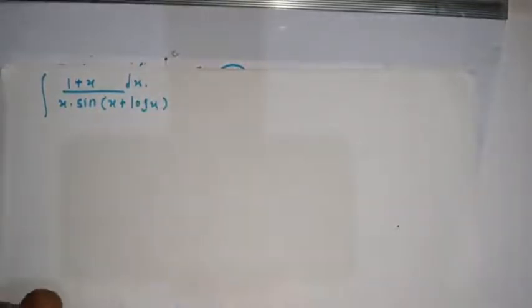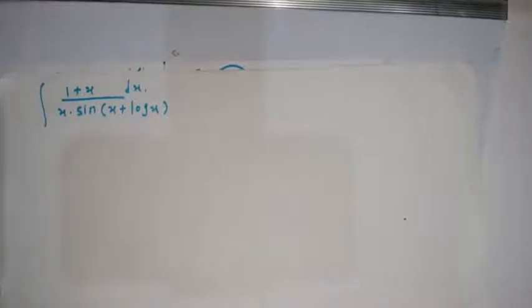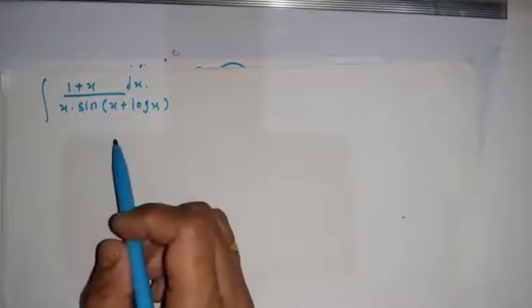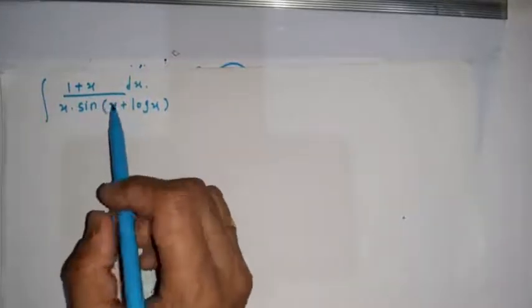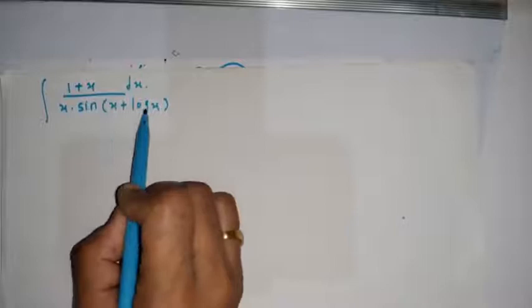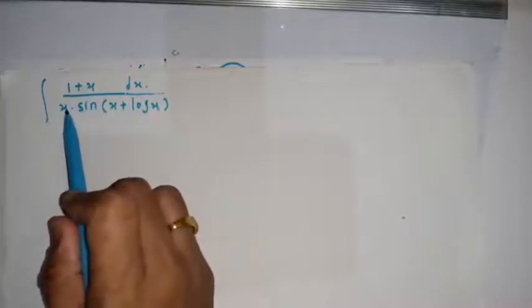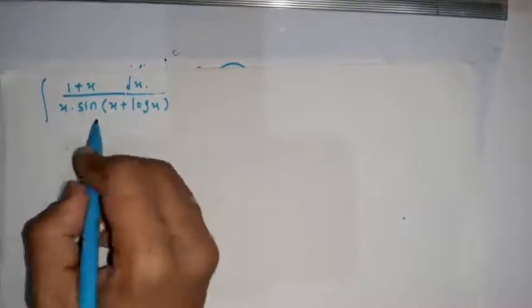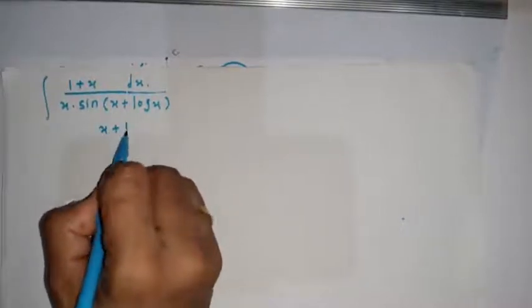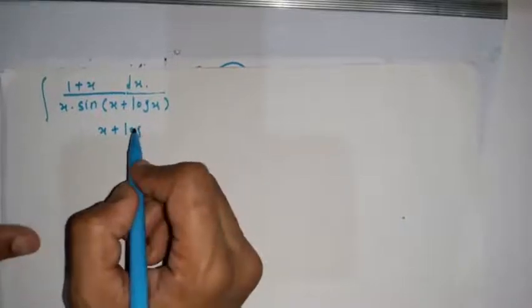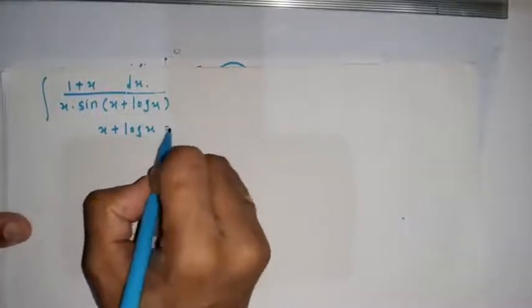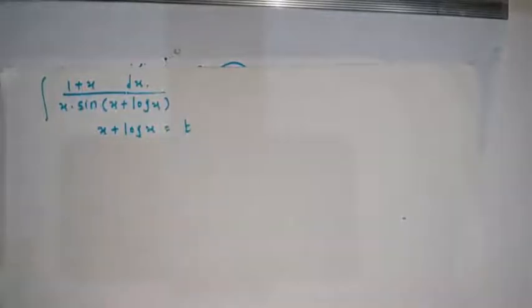Okay students, so here there are a number of problems, and after solving a number of problems and practicing more, we will decide what the substitution is in each problem. Here sine of (x + log x) is the function, and 1 + x upon x is also there. Now let us put x + log x equal to t. Suppose this is our substitution.